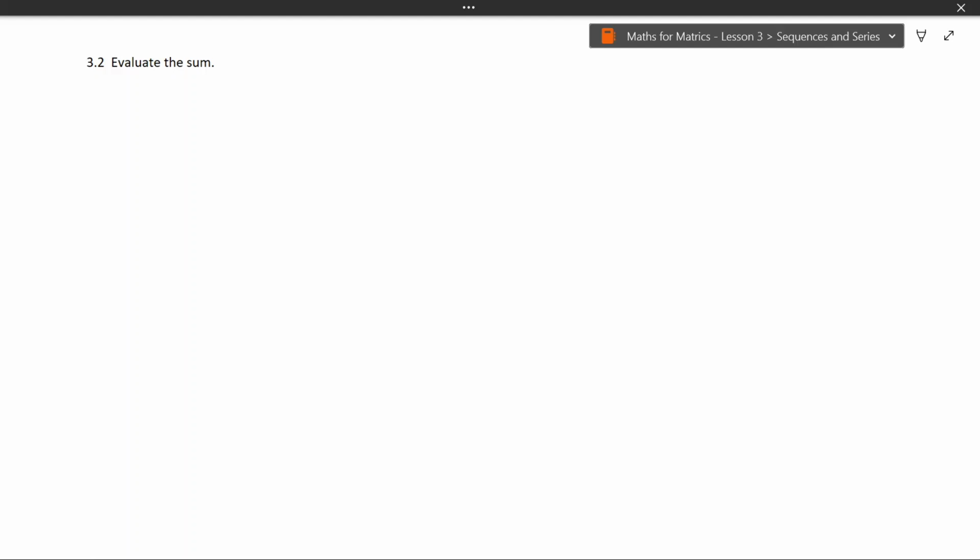3.2. Evaluate the sum. The sum to infinity is given by a divided by 1 minus r, where r is between 1 and minus 1. a is equal to 4. And r is equal to 3 over 4.